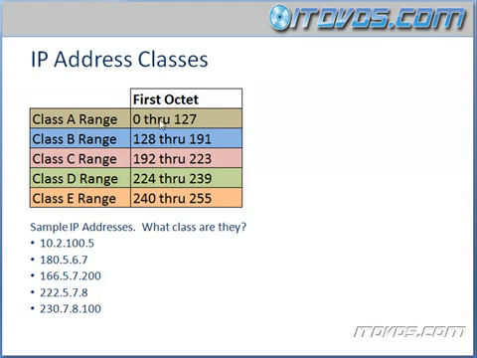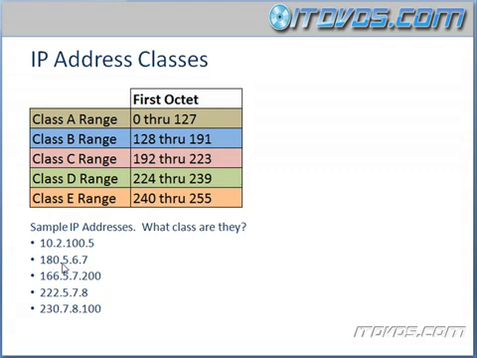So Class A is 0 through 127. So, for example, this number 10 is in between 0 and 127, so this is a Class A address. Class B is 128 through 191. Class C is 192 through 223. Class D is 224 through 239. Class E is 240 through 255. So let's just go through these IP addresses here and take a look at what class they're in. So we already know this IP address 10.2.100.5 is a Class A address.